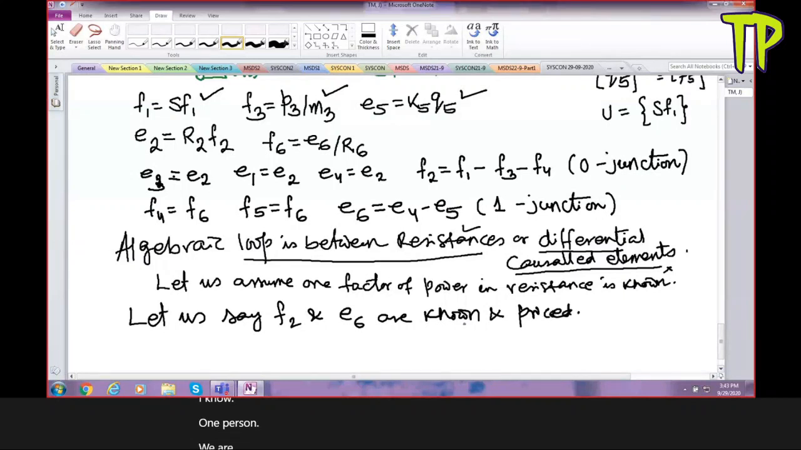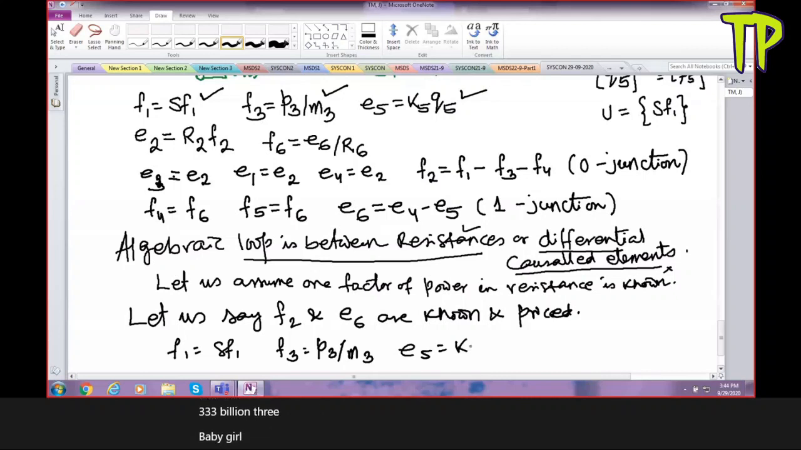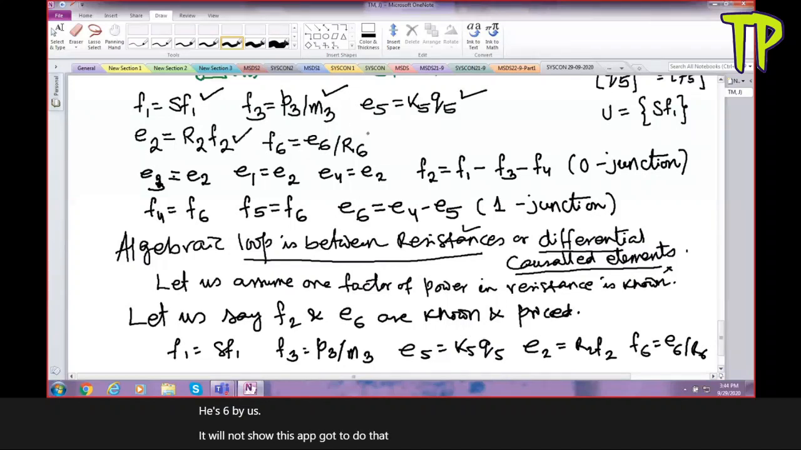So we are unable to proceed. Let's proceed. So what we have? F1 is SF1, F3 is E3 by M3, F5 is K5 Q5. This we are assuming to be known. E2 is R2 F2, F6 is E6 by R6. We have assumed this to be known, so these have come. Then if we assume that, then these are known, E2, E1.